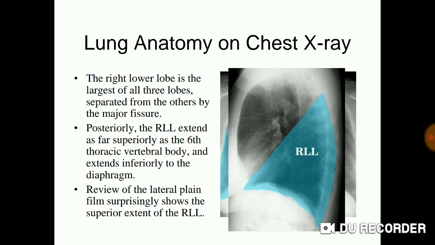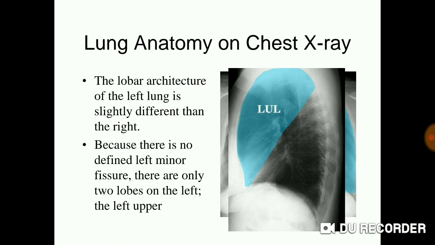The right lower lobe is the largest of all three lobes, separated from the others by the major fissure. Posteriorly, the right lower lobe extends as far superiorly as the sixth thoracic vertebral body and extends inferiorly to the diaphragm. Review of the lateral plain film shows the superior extent of the right lower lobe. Lung anatomy on the chest X-ray.